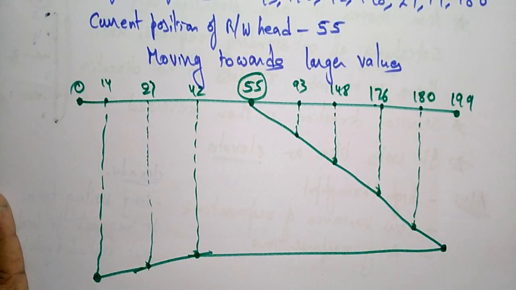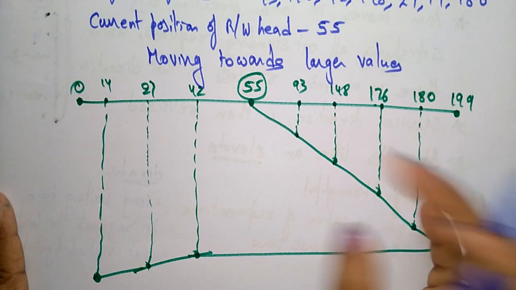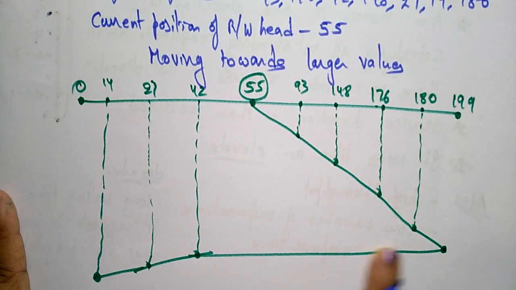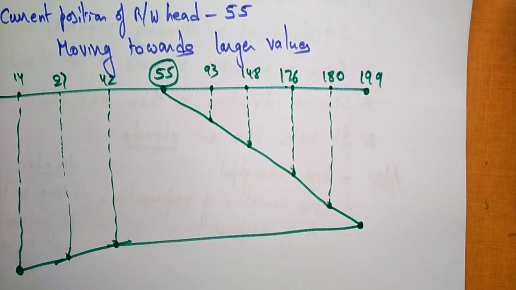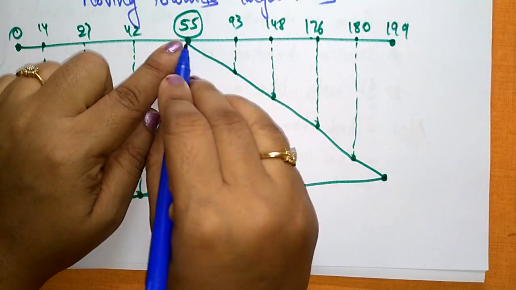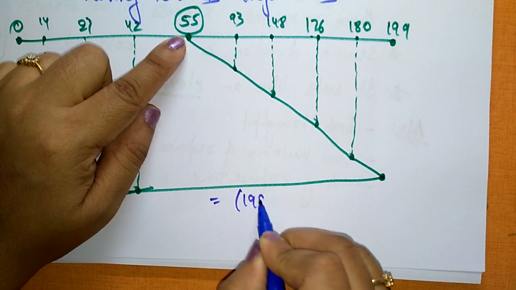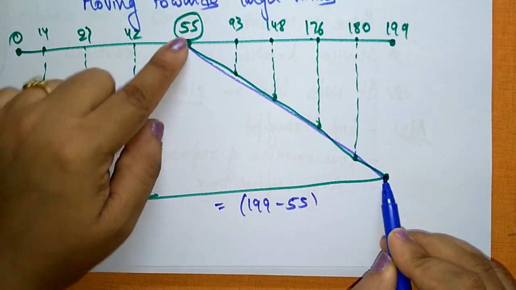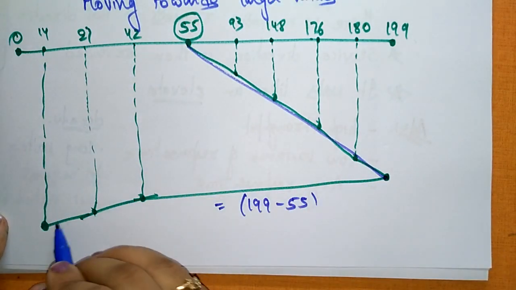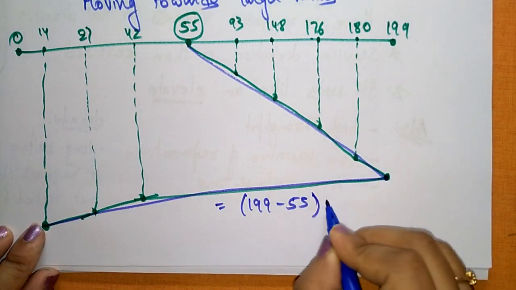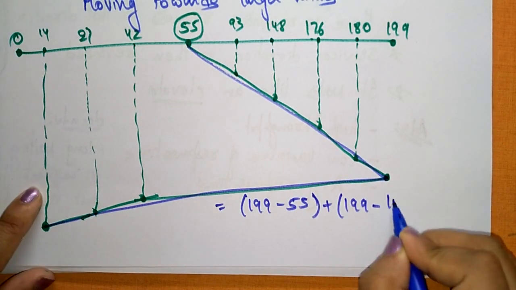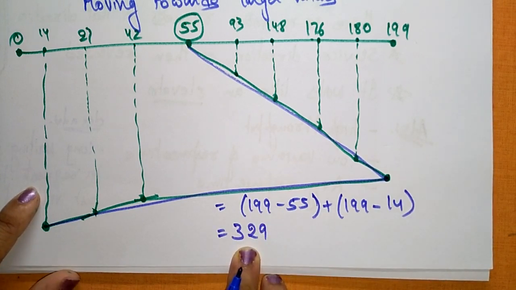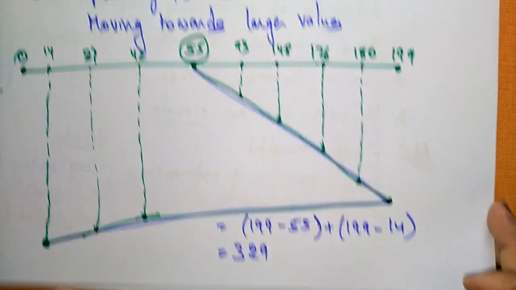The total number of track movements by the read-write head using SCAN: this is one direction and this is another direction. So just calculate. 55 to 199, so 199 minus 55. This is one movement of the arm in one direction, and the next direction is plus 199 minus 14. So you will get 329. The total number of track movements by the read-write head is 329 using the SCAN algorithm.